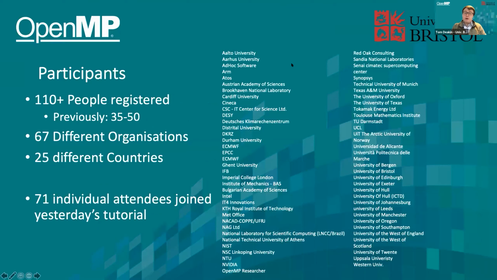This year, we've had over 110 people registered, which is a lot more than we've had previously. And it just shows that by being a virtual conference, we're able to reach a larger number of people, which is fantastic. We've got 25 different countries represented and 67 different organizations. So this is all a brilliant outreach, and it's great that we can start to build this ecosystem and community together around OpenMP.